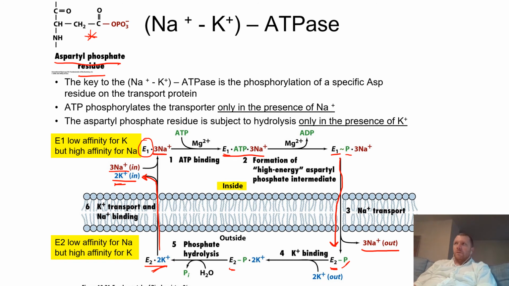E2, on the other hand, has a very low affinity for sodium ions, but a very high affinity for potassium. So as soon as E2 releases these 3 sodium ions, well, now it's in a better position to bind to potassium. But like I said, E2 is phosphorylated, and only when it's phosphorylated will it actually bind to potassium ions.